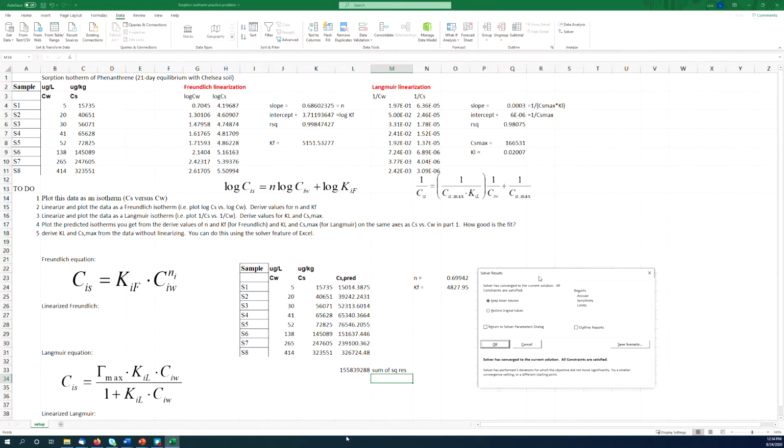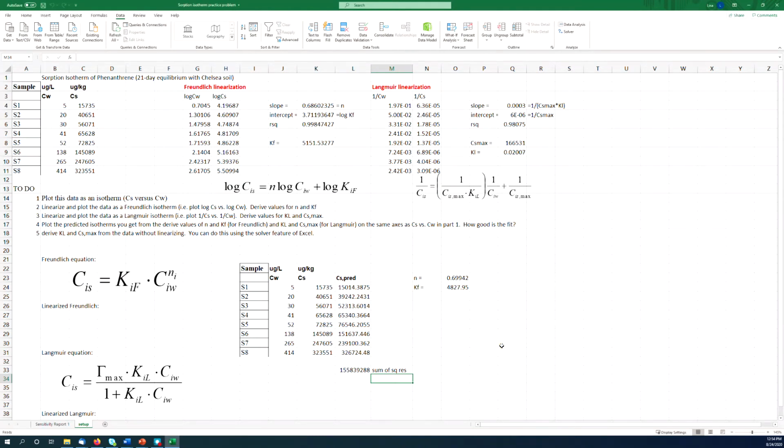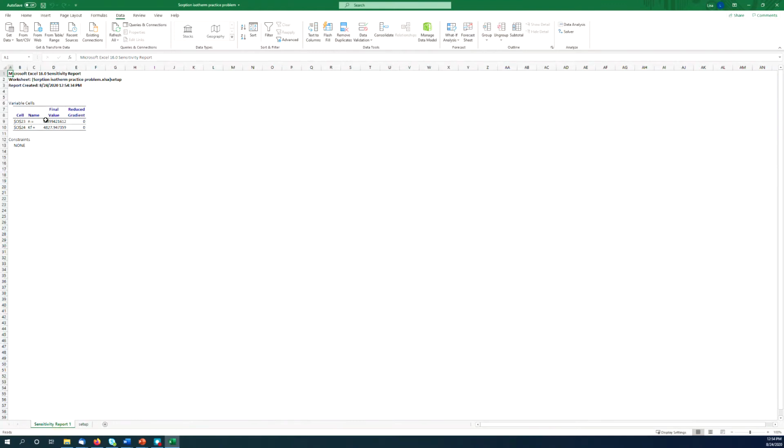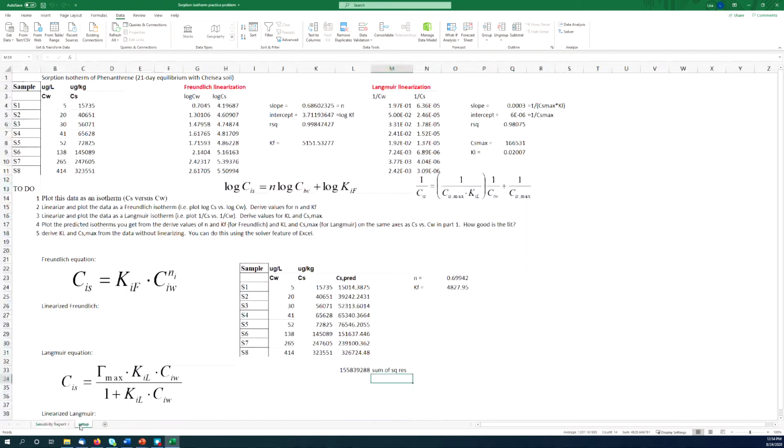You're going to get this little dialog box: do you want to keep the solution? You can also get sensitivity reports and limits and things like that. If I click on sensitivity reports, you notice my sensitivity report has popped up here in a separate sheet. It's not very useful here, but if you have a more complicated model, this can be more useful.